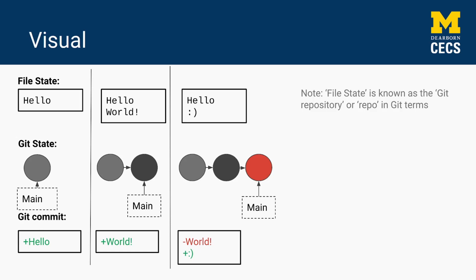So then you can see why that matters is that if you have a change to that same line, the next commit will then be what was there and what's there now. So in this case, we removed the world and we added the smiley face. Again, the main pointer gets moved one forward.